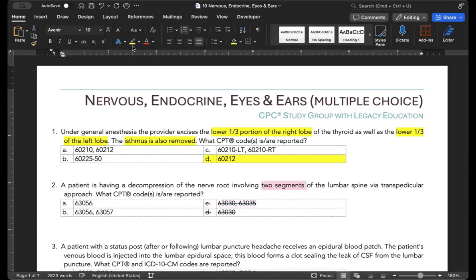And then we have two segments. So we should use the 57 as well, right? Yes. It's the add-on code for the additional segment. Because if we were to only report the 56, then that would just be one segment, and the 57 is going to report our second. Any other questions on that one?